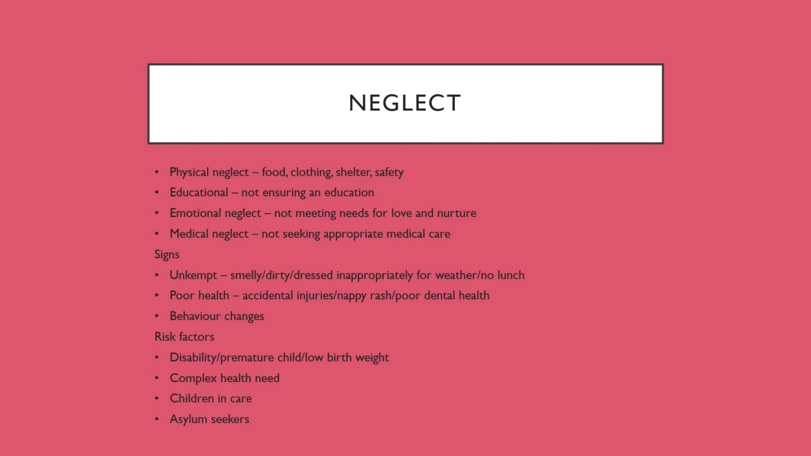Signs of neglect include an unkempt child, so if they're smelly or dirty because they haven't been washed, if they're dressed inappropriately for the weather, if they don't have money or food with them for lunch, or they've not been fed. And they can often have poor health, so lots of accidental injuries because they're not being supervised. In smaller children, things like nappy rash, and if they're not getting good dental care, they can have poor dental health as well. You might also notice behaviour changes in children.